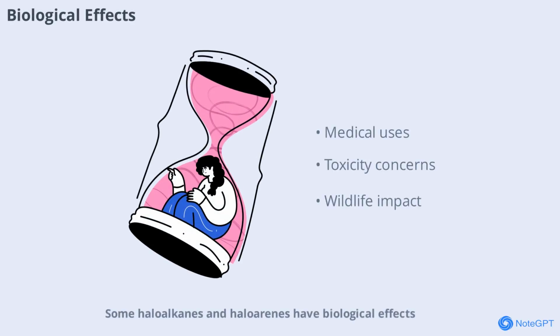Some haloalkanes and haloarenes have biological effects, both beneficial and harmful. Certain haloalkanes are used as anesthetics in medicine, while others can be toxic or carcinogenic. Haloarenes, especially those used in pesticides, can affect human health and wildlife. It's important to understand these effects for safe usage and environmental protection.